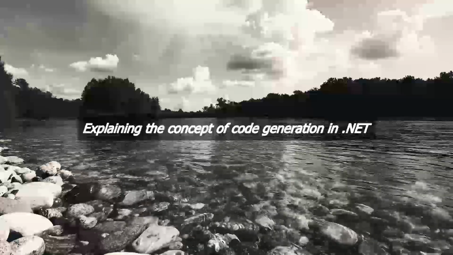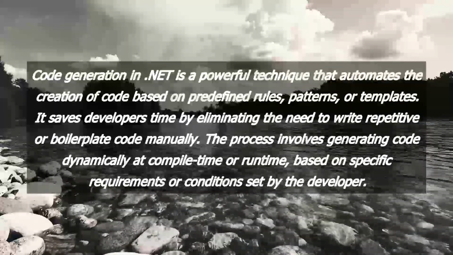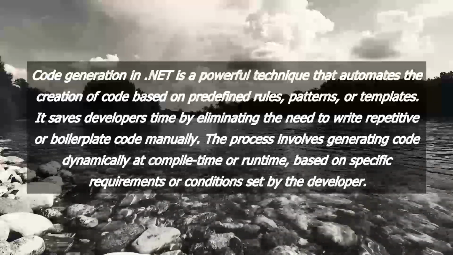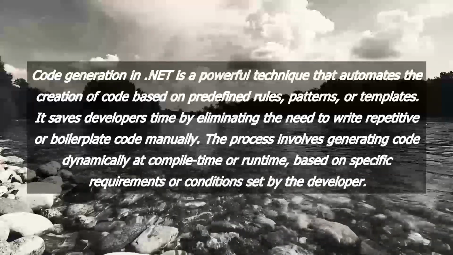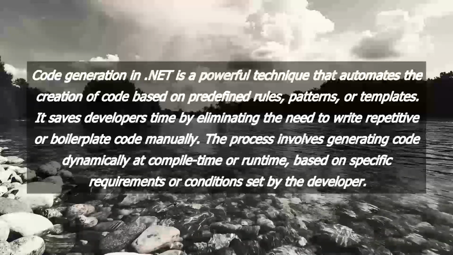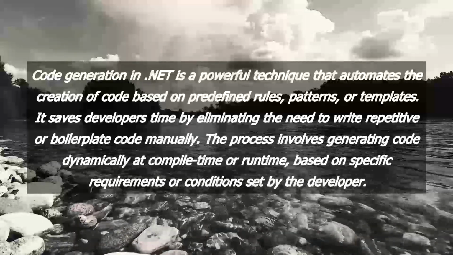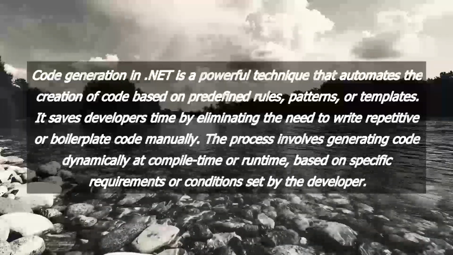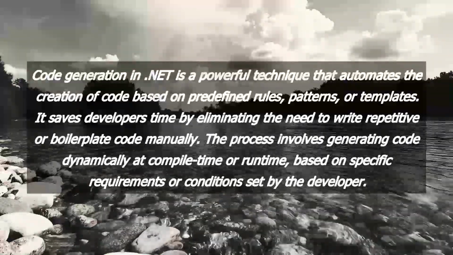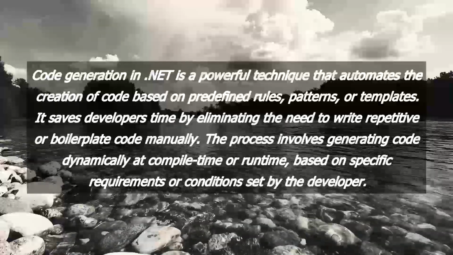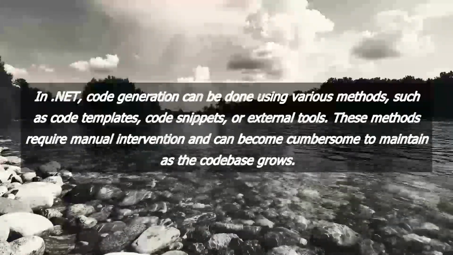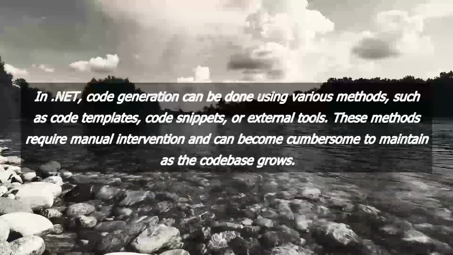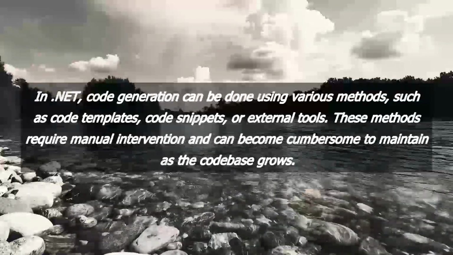Code generation in .NET is a powerful technique that automates the creation of code based on predefined rules, patterns, or templates. It saves developers time by eliminating the need to write repetitive or boilerplate code manually. The process involves generating code dynamically at compile time or runtime, based on specific requirements or conditions set by the developer. In .NET, code generation can be done using various methods, such as code templates, code snippets, or external tools.